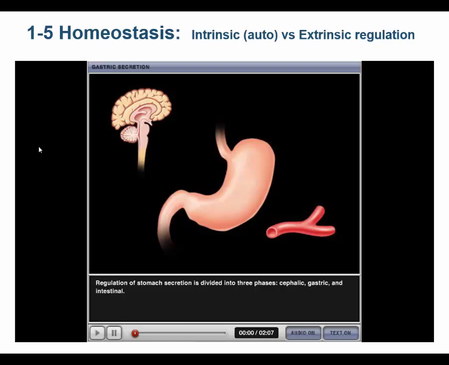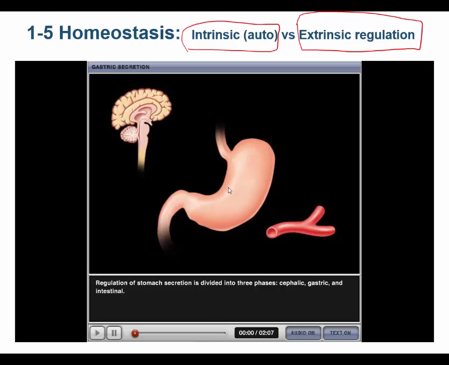Now, in homeostasis, we usually break it down and talk about intrinsic or autoregulation versus extrinsic or central regulation. Central means the nervous system. So what do I mean by intrinsic or autoregulation? Well, it could be something as simple as this. If my stomach stretches, I have a local signal that makes my stomach contract.